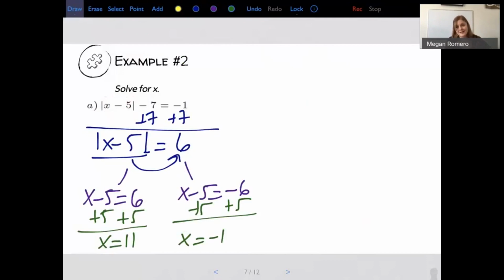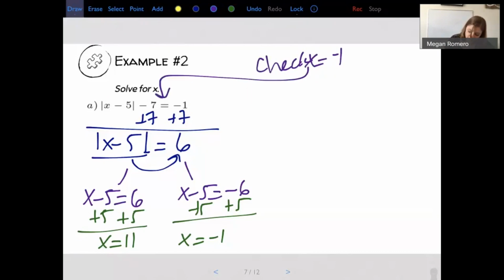Again, x is allowed to be negative. What we can't have is absolute value, which is distance, equal to a negative. And you can check your answer. And again, I'm going to check x equals negative 1 just to reiterate that the value of x can be negative. When you check, you plug it into the original problem.